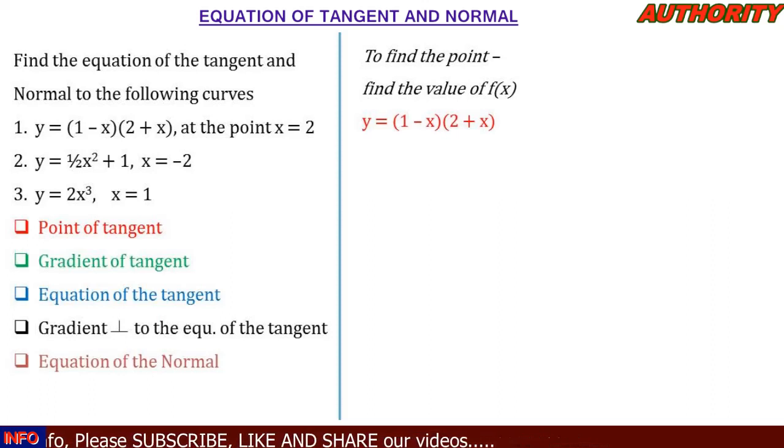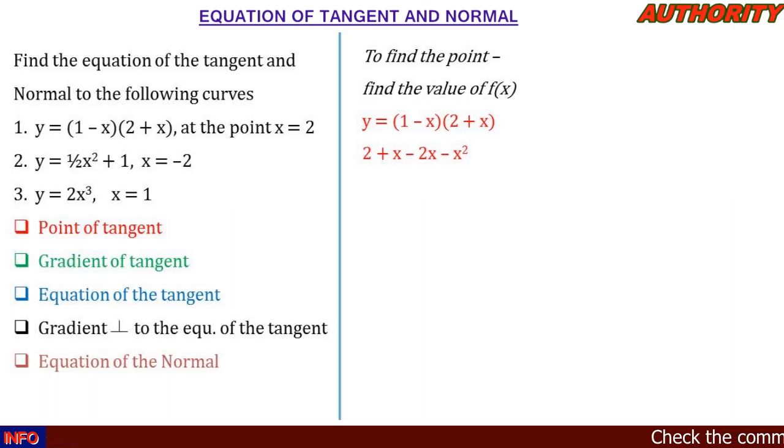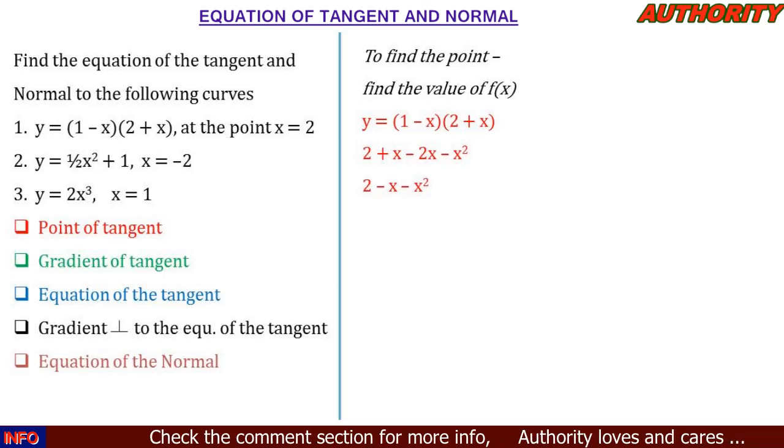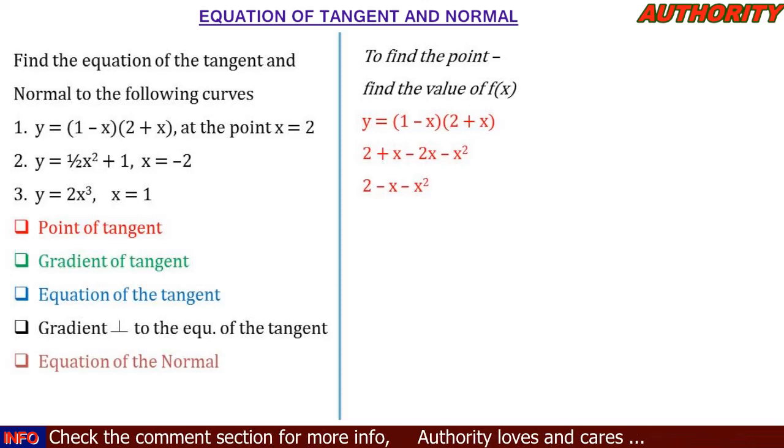Now take a look at the curve. We have y is equal to 1 minus x in bracket, 2 plus x in bracket. Let's open this bracket. 1 times 2 gives us 2. 1 times x in the next bracket gives us x. Minus x in the first bracket times 2 gives us minus 2x, and minus x times x gives us minus x squared. So this gives us 2 plus x minus 2x minus x squared. Now x minus 2x gives us minus x. So here we have 2 minus x minus x squared.